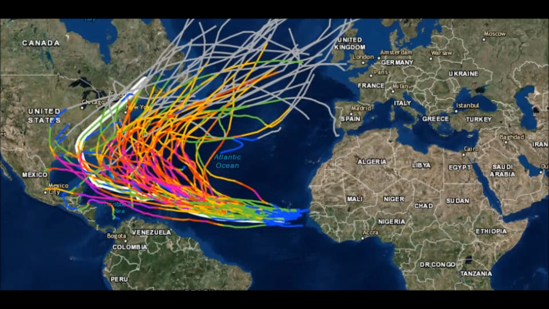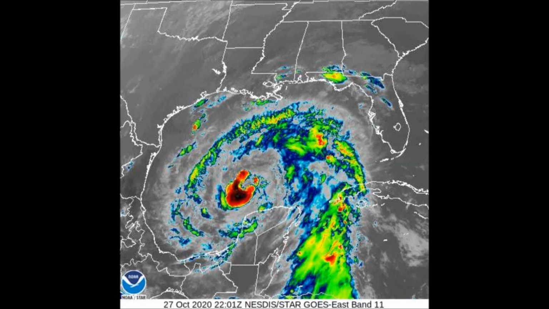And this one, Zeta, usually as soon as these things hit landfall, they start shredding and going in all directions. This one maintained its eye even over landfall. That was kind of different as well.